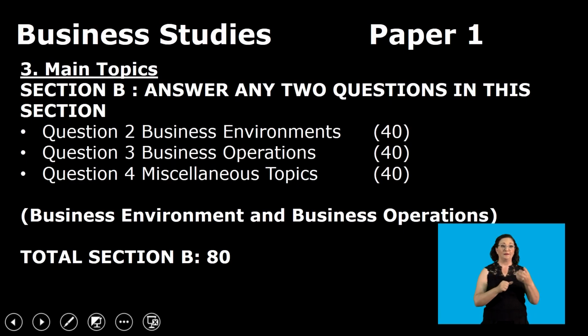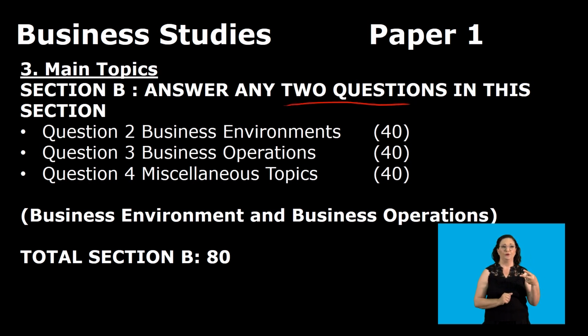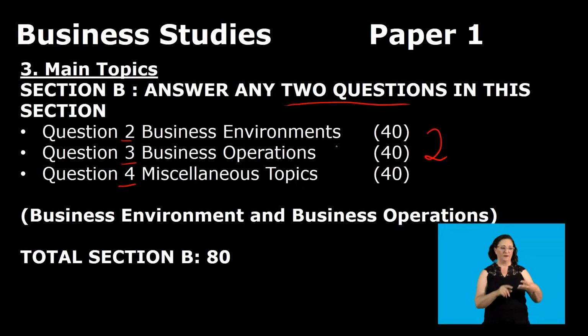But we'll explain a bit more on this as we go on. Right, and then in Section B, you will only answer any 2 questions. So we've got question 2, question 3, and question 4. Remember, I did say that you'll be given 3 questions in Section B, and of the 3 questions, you are required to answer only 2 questions. So you'll choose between question 2, 3, and or 4. You can answer 2 and 4, you can answer 3 and 4, you can answer 3 and 2. It's totally up to you, as long as by the end of the exam for Section B, you've answered 2 questions. Then you have your 80 marks for Section B.